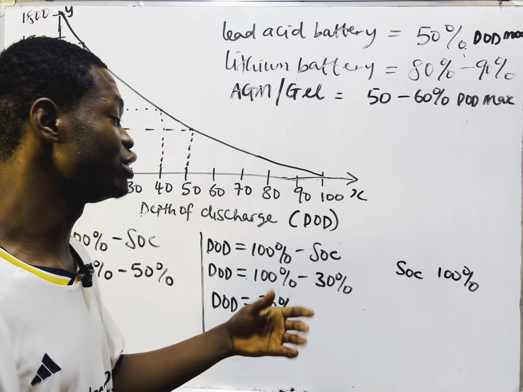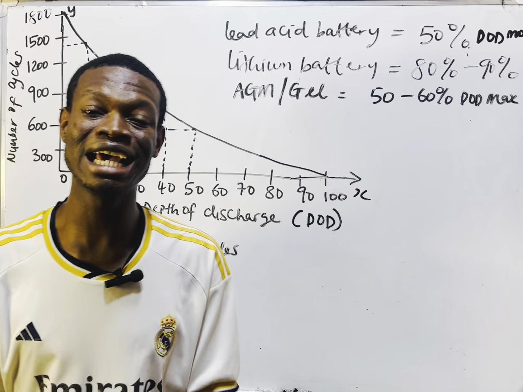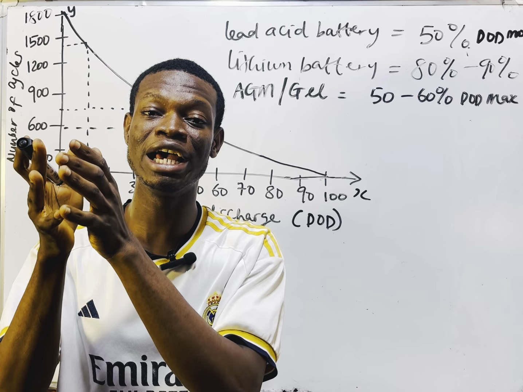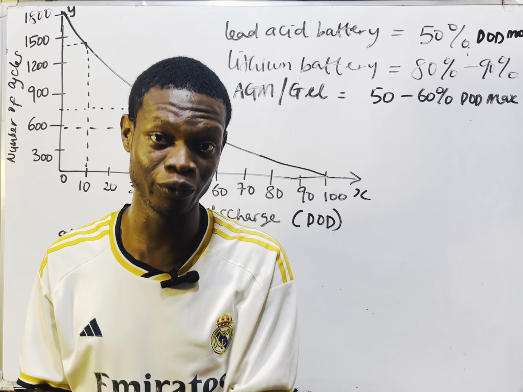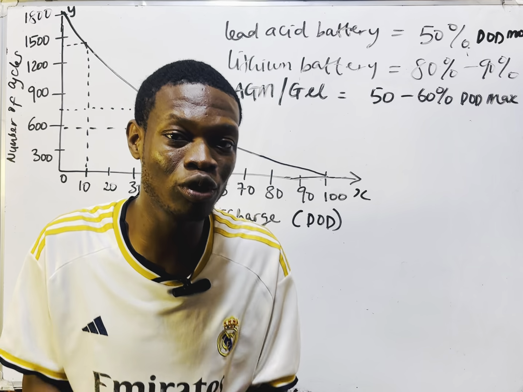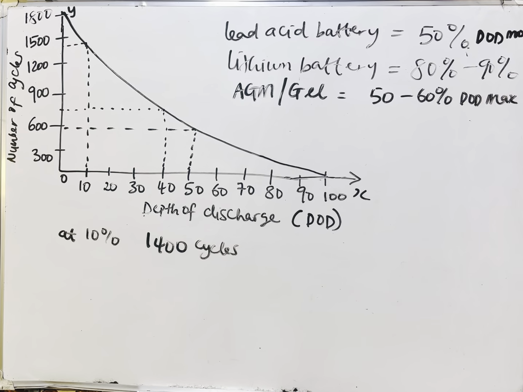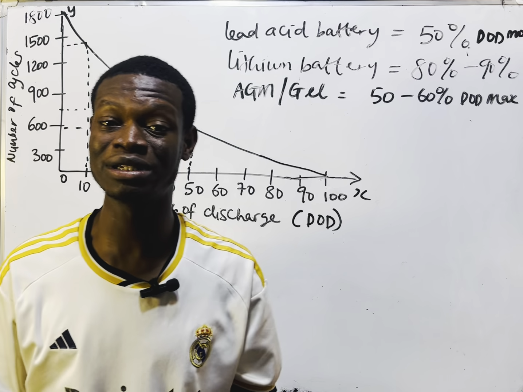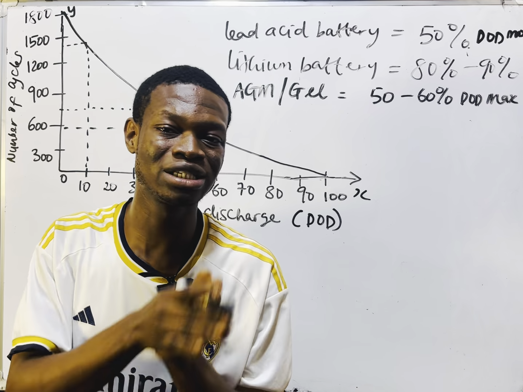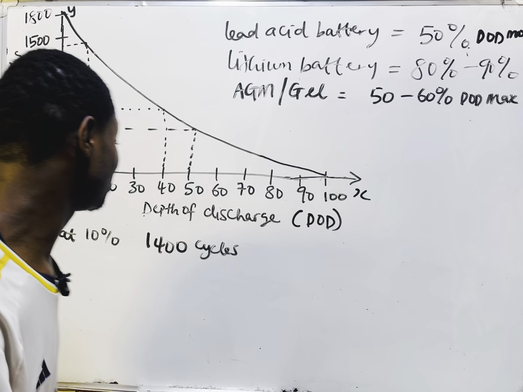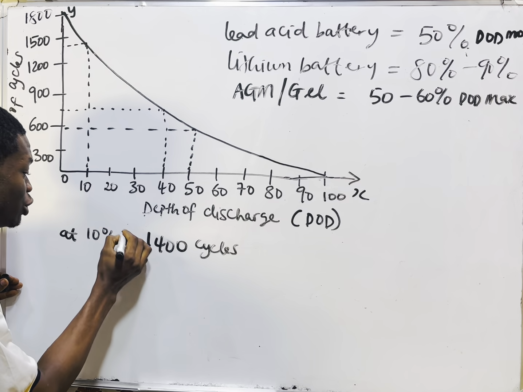So if you want to check the number of years this will last for you, let me explain what a cycle is. A cycle is when you charge your battery, when your battery is at 100% full, and you discharge it completely to 0%. You have completed a cycle. But if you discharge it to 50%, that is half a cycle.